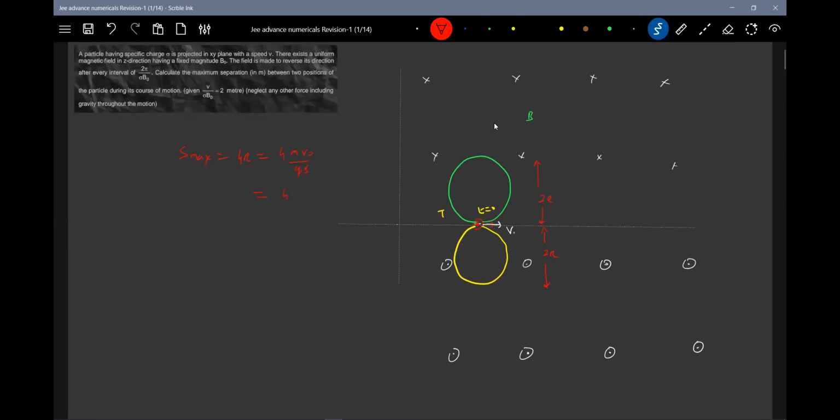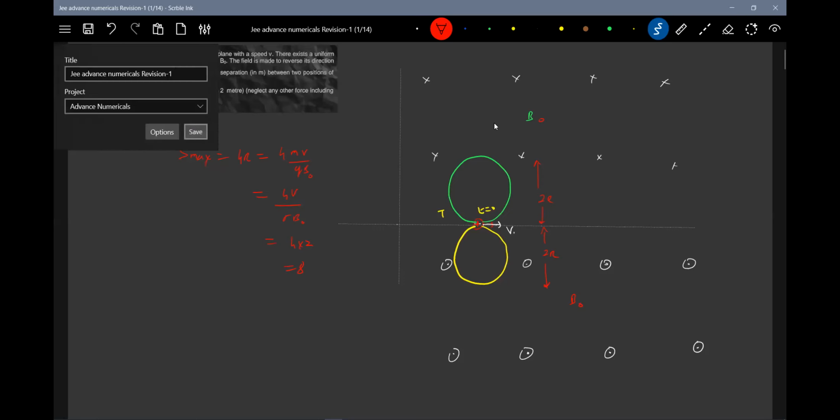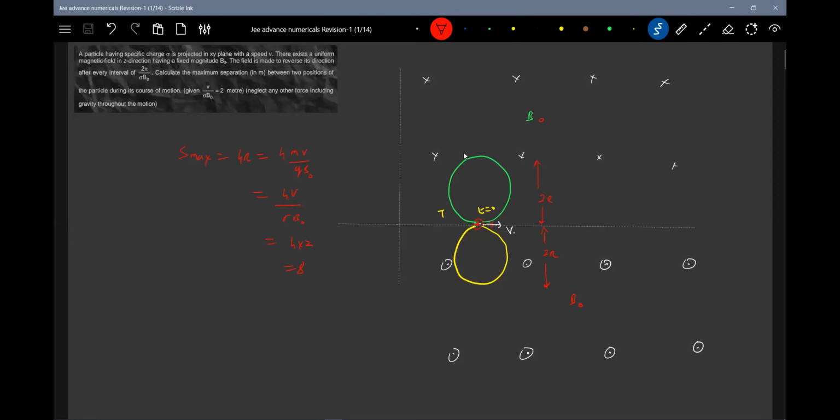4r is 4 m v naught by q B. Calculate the maximum separation. So 4 into q by m, which is the specific charge. So v by sigma B naught, there's only v. This is B naught. Sigma by B naught is how much? It is equal to 2. So 4 into 2, this is 8. You may expect questions in advanced of this kind.